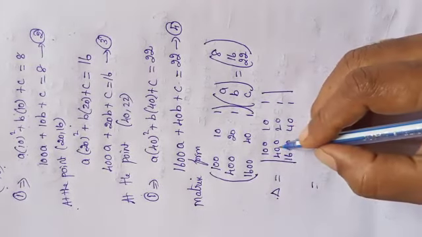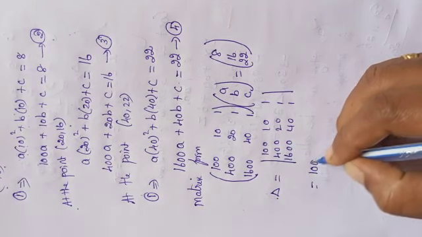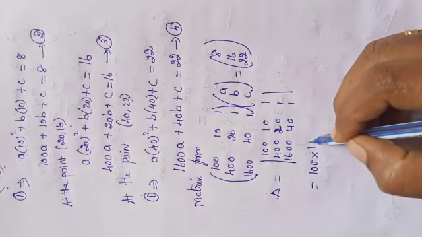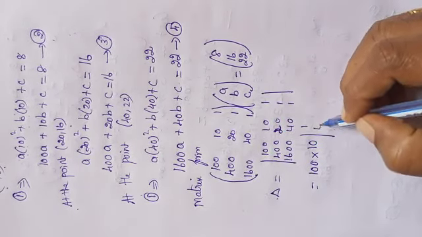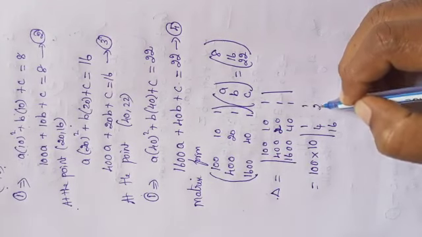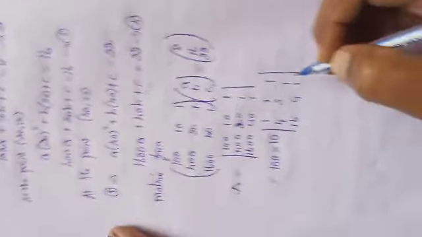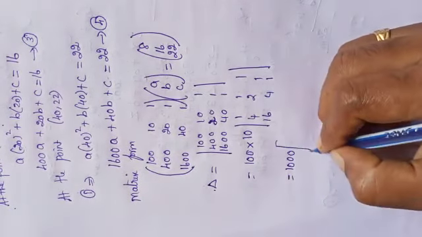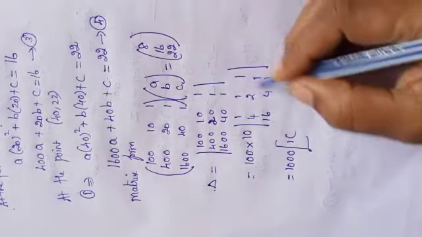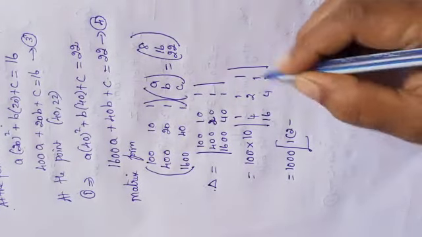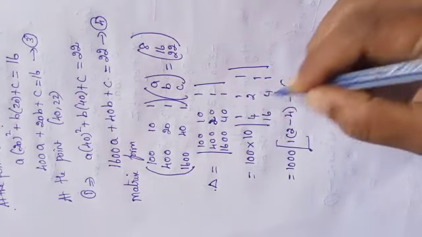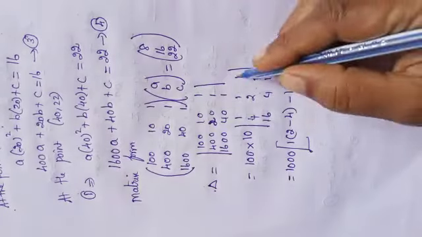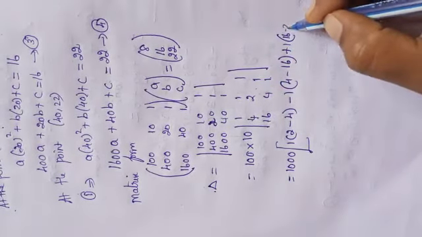In this, the first 100 is common, so I am taking it out, so that it will be easy for us to simplify. In this step, 10 is common, so I am taking it out. Left is 1, 4, 16; 1, 2, 4; 1, 1, 1. Now it will be easy for us to find the answer. 1000 into: 1 into, leaving this row and column, 2 minus 4, minus 1 into 4 minus 16, plus 1 into, leaving the row and column, 4 into 4, 16 minus 32.